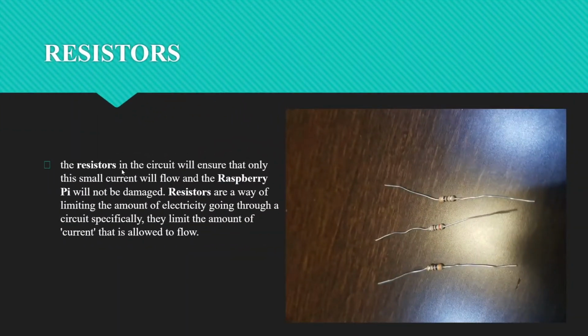Resistors. The resistors in the circuit will ensure that only a small current will flow and the Raspberry Pi will not be damaged. Resistors are a way of limiting the amount of electricity going through a circuit. They limit the amount of current that is allowed to flow. We have 3 pieces of 300 ohm resistors for the LEDs.